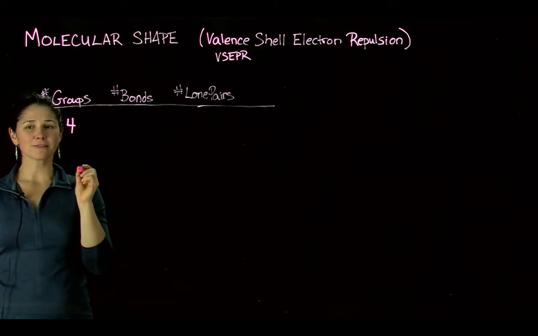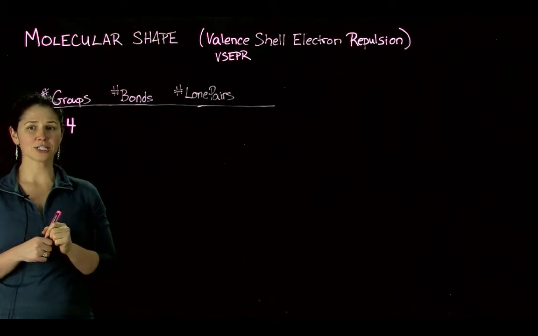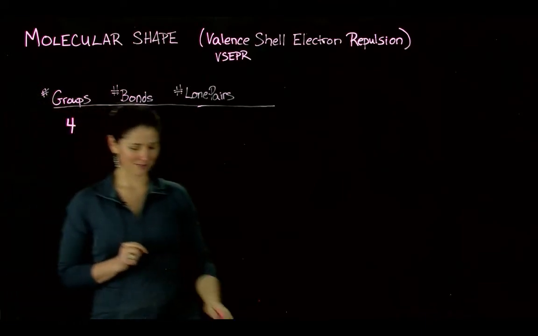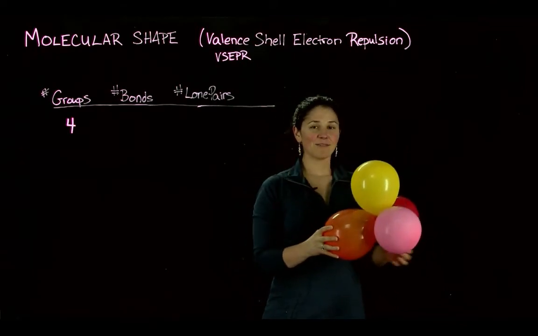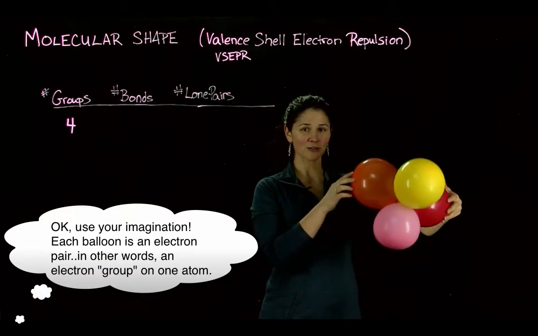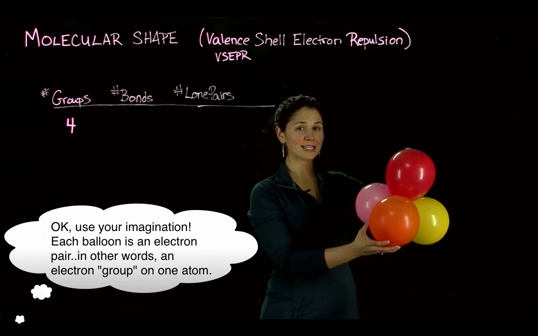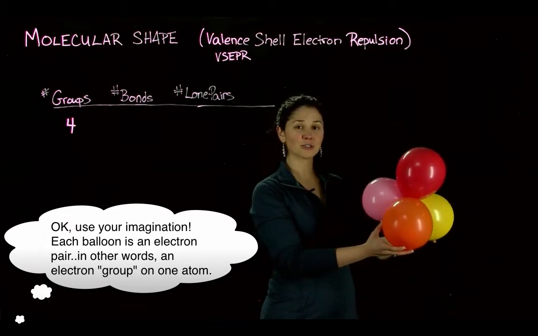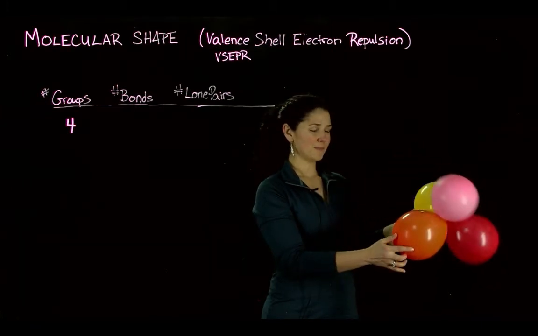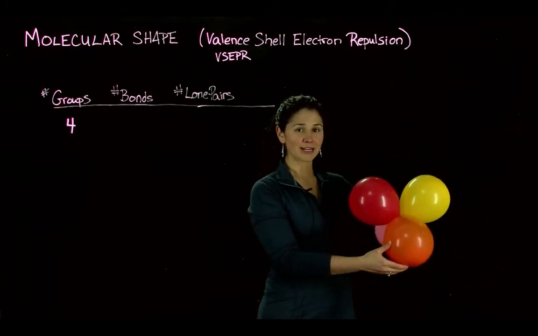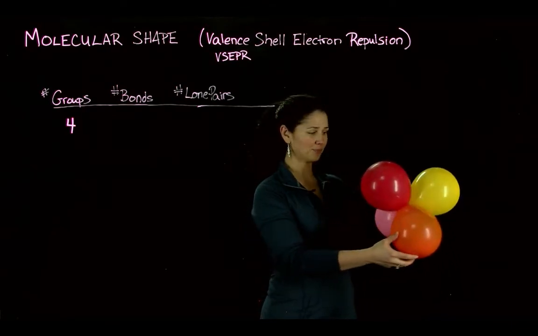Anytime I have 4 different groups of electrons around any one atom, it's going to have a tetrahedral geometry. Let me show you what I mean. Balloons are a really nice model for electron clouds. If you imagine that there's an atom at the very center of where these balloons are connected, and that the balloons are representing electron groups, this is a really good model for what an atom looks like when there are 4 groups around it. Notice that this shape is not flat, it's actually a 3-dimensional shape. And this is the shape we call a tetrahedron.